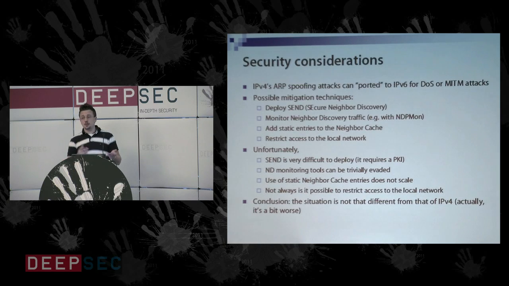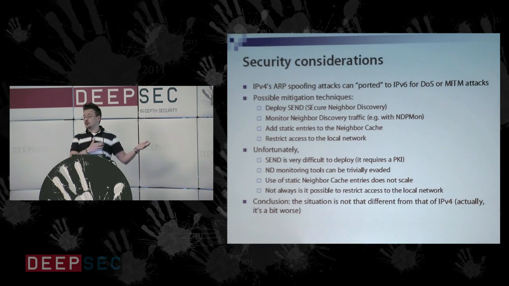Then, not to prevent but to detect neighbor discovery attacks, you could do neighbor discovery traffic monitoring, which is analogous to what you probably do with IPv4 with ArpWatch. The only difference is that, in this case, traffic can get fragmented, so in practice it's basically useless to do neighbor discovery traffic monitoring. Another option is, in some cases, to add static entries to the neighbor cache, analogous to what you could do before with the ARP cache.